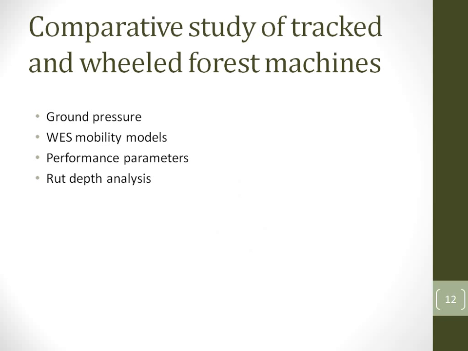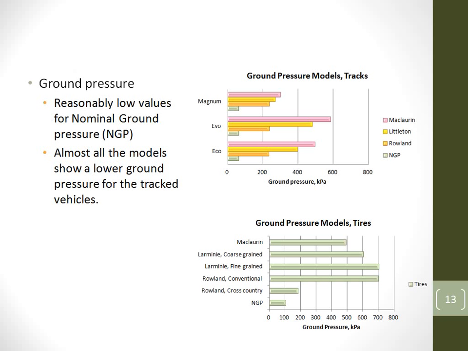And now I'll just talk a little bit about the comparative study of the tracked and the wheeled forest machines. These were some of the elements that were considered for comparison: the ground pressure, the best mobility models, some of the performance parameters, and rut depth. There were a lot of models available for calculating the ground pressure for wheeled vehicles, and there were not so many for tracked vehicles.